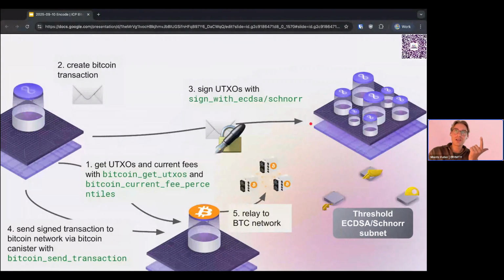So the remaining thing is, of course, to get this transaction somehow to the Bitcoin network. And to do so, as we learned, we use the endpoint Bitcoin send transaction to send the signed transaction to the Bitcoin network. This is what happens in this step. So now the Bitcoin canister queues the transaction, it is picked up by the Bitcoin adapter, and that again relays it to the Bitcoin network. And that's it. That's how it works.